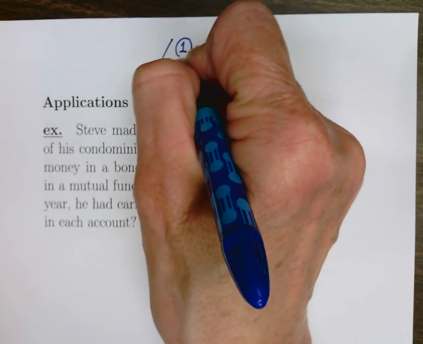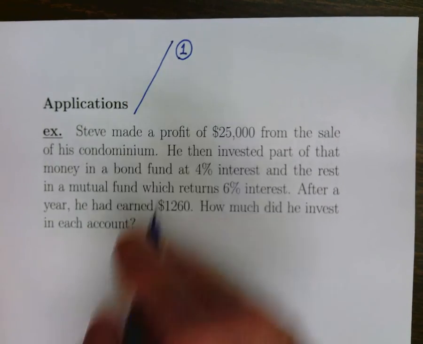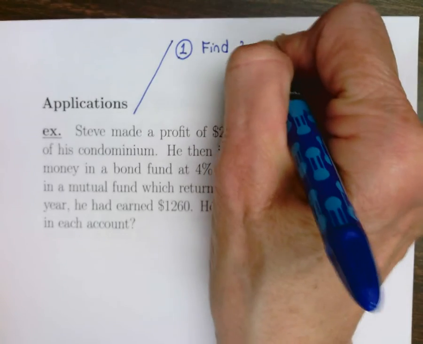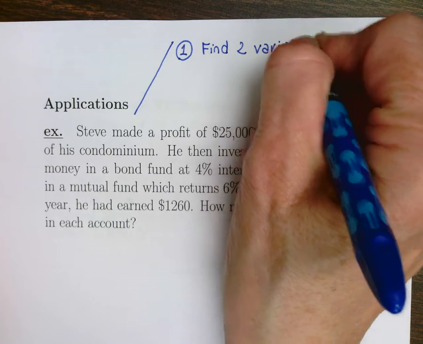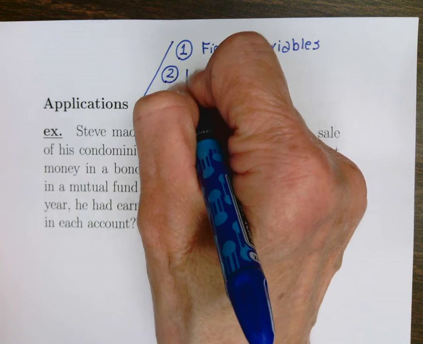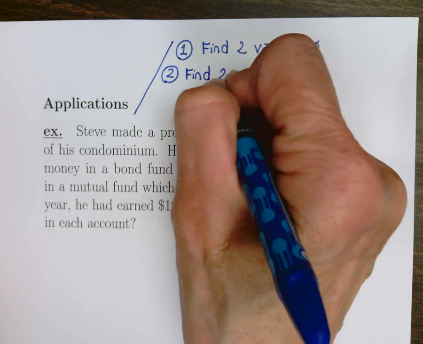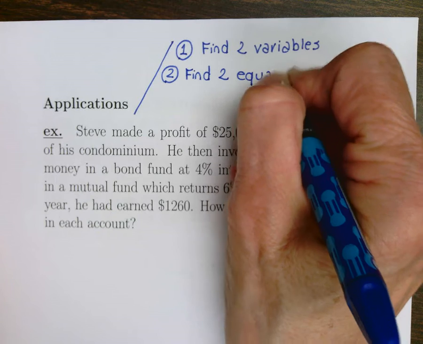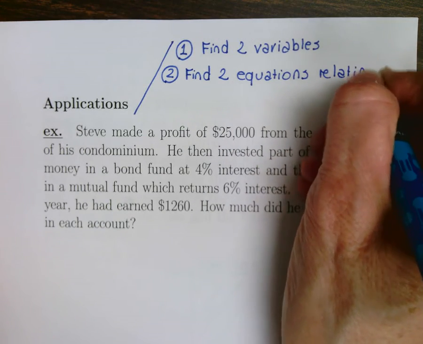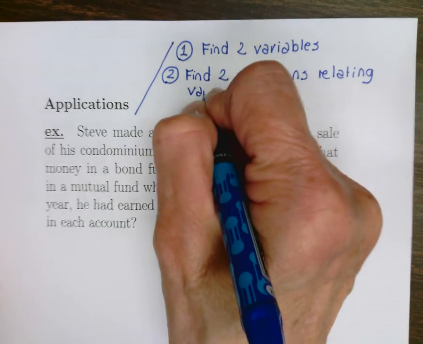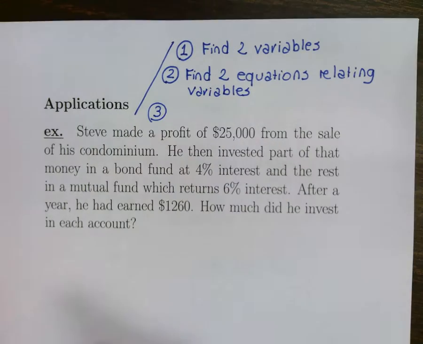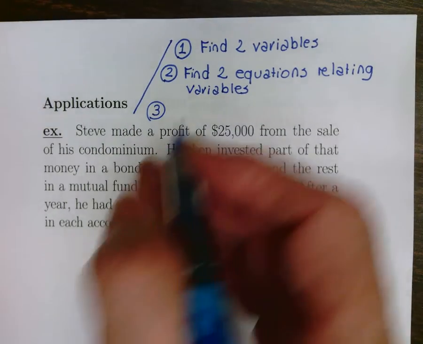First of all, if we're going to use a system, we have to find 2 variables that we're trying to find in the problem. And if there are 2 variables, I need to find 2 equations relating those variables. Okay? And the last step is to solve the system.